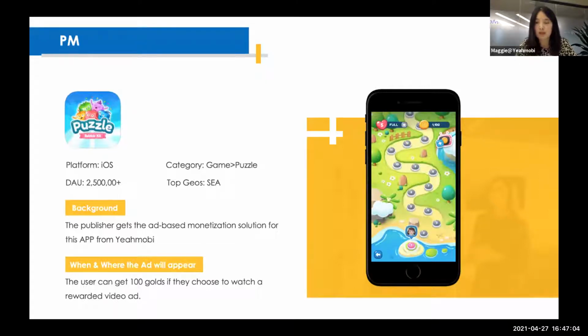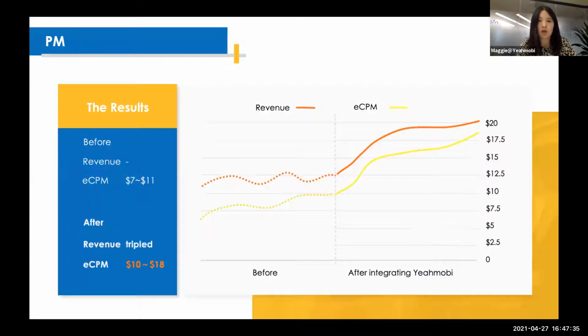After discussion with us, we provided them a monetization solution where the user can get about 100 golds if they choose to watch a rewarded video ad. With these 100 golds, they can buy things and buy another chance to play the game. After our monetization solution, we helped them achieve very good eCPM growth. Here are the numbers for Puzzle. After integrating with EVYD, the eCPM almost tripled, and the revenue also almost tripled.